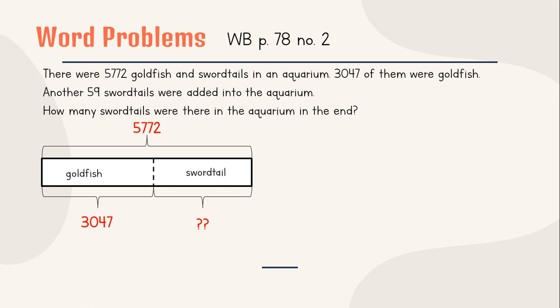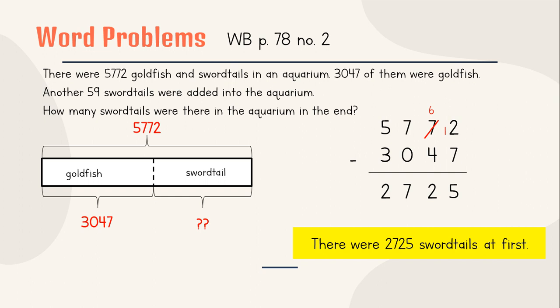So in this word problem, we will have two steps. The first step is finding out how many swordtails. So how do we find swordtails? By subtracting 3,047 from 5,772. So subtract it as usual. 2 minus 7 of course cannot, so borrow 1, it will be 12 minus 7 equals 5. 6 minus 4 of course can. So 2, 7, and 2. So we know now that there were 2,725 swordtails at first.